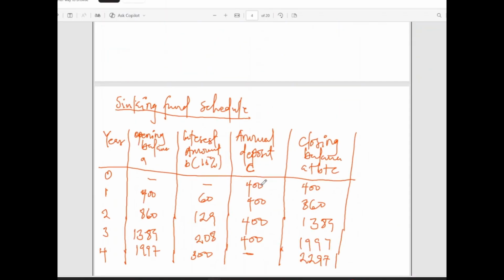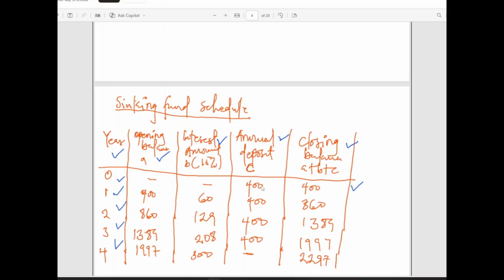So let's look at the sinking fund. We have the years, the opening balance, the interest, the annual deposit, and the closing balance, right? So the number of years is 4 years. So we have year 0, 1, 2, 3, 4. At year 0, that was when the deposit was done, but at year 0, we are not getting any interest.